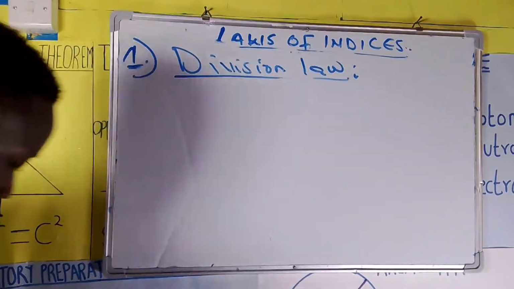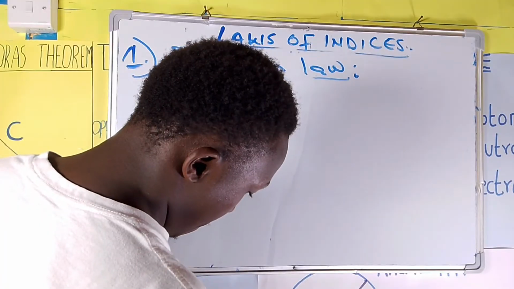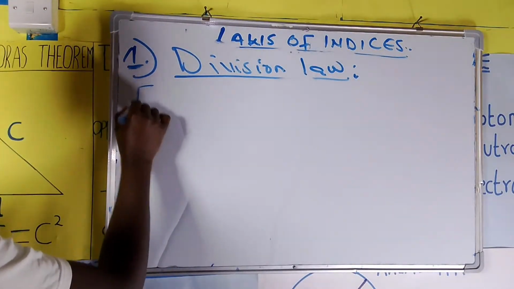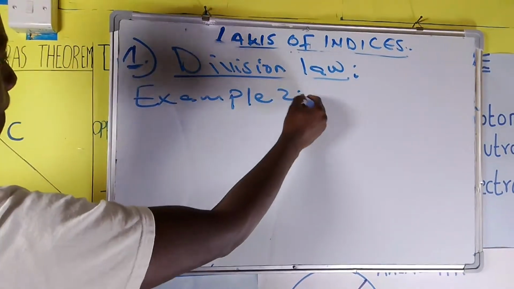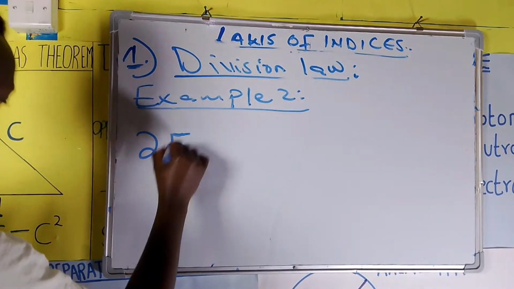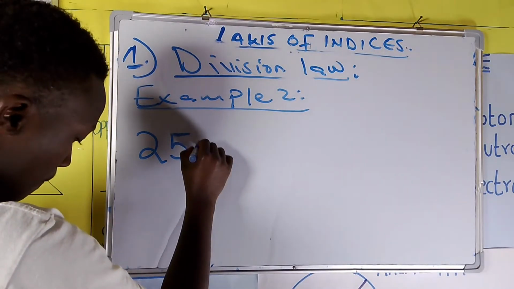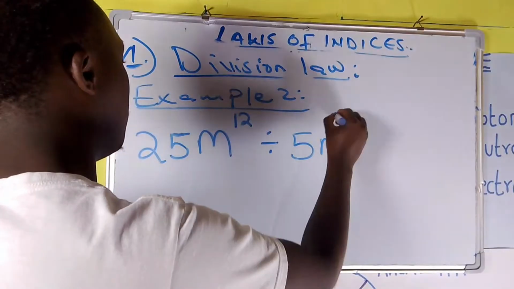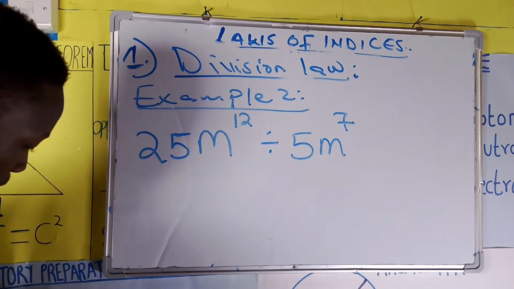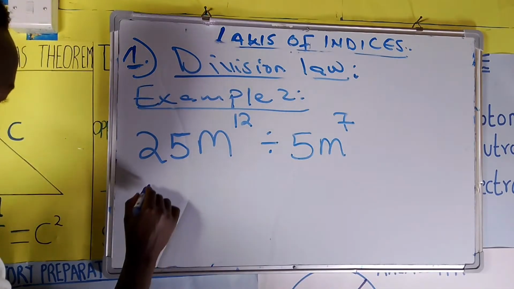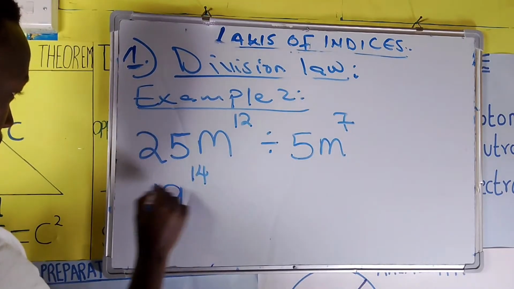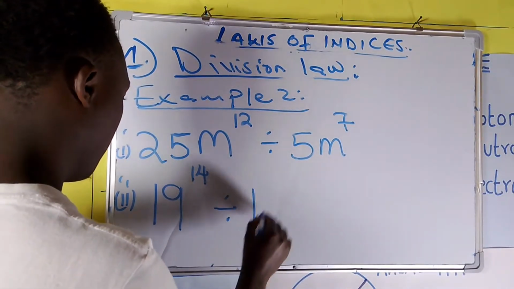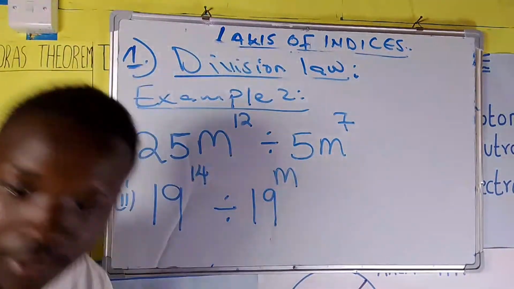And probably respond to this: 25m to power 12 divided by 5m to power 7, and you can also respond to 19 to power 14 divided by 19 to power m. Respond to those two questions.